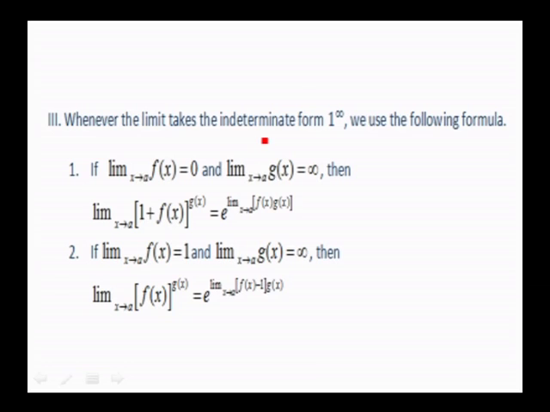Whenever the limit takes the indeterminate form 1 to the power of infinity, we use the following formula, particularly the second one, which is very important. If limit of f(x) as x tends to a is equal to 0 and limit of g(x) as x tends to a is infinity, then I can write limit of (1 plus f(x)) to the power of g(x) as x tends to a as e to the power of limit of f(x) into g(x). So carefully observe this. I write it as e to the power of limit of this one.